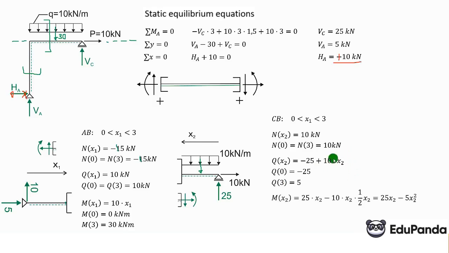Now we write the moment equation, which is 25 counterclockwise in this section. Positively at arm x2 minus 10 times x2, which is the resultant. The one I drew, and the arm of action of that resultant, is 1/2 x2. Now, sorting this out a bit, it is 25 x2 minus 5 x2 squared. Now let's check for the value of 0 and for the value of 3. For a value of 0, we have 0. For a value of 3, we have 30 kNm. And we can get started drawing the graphs.